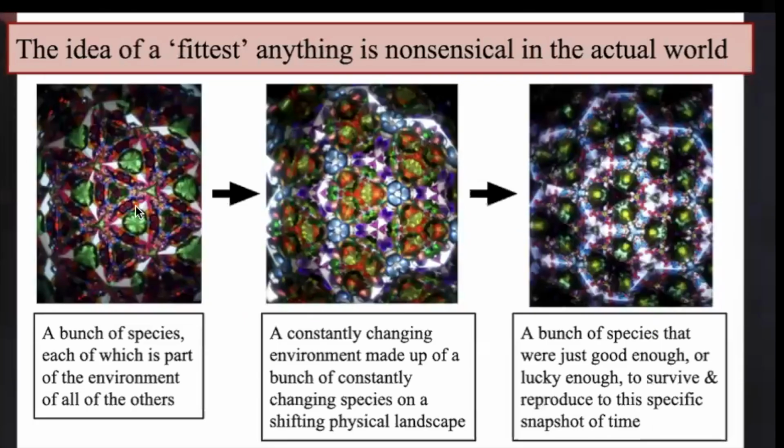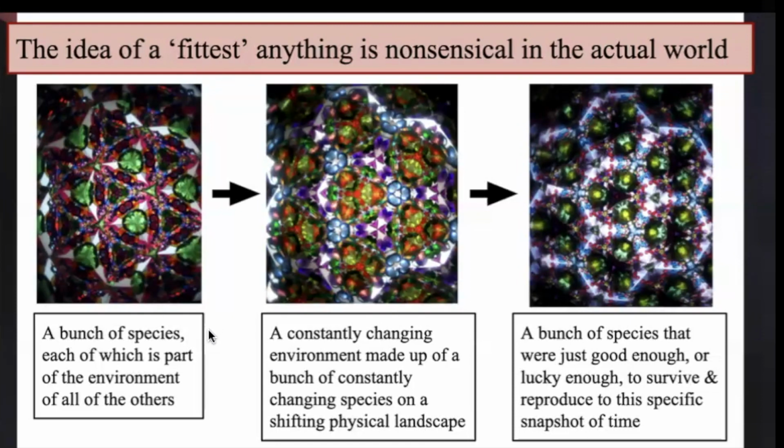This is more along the lines of what evolution actually looks like. If you are listening, it's several images from a kaleidoscope. The environment is not static, in part because it is made up of many different types of species, all trying to survive and reproduce at the same time. Everything is changing at once, so there can never be a perfect adaptation or form, just something that is good enough at any point in time. The idea of a fittest anything is nonsensical in the actual world.